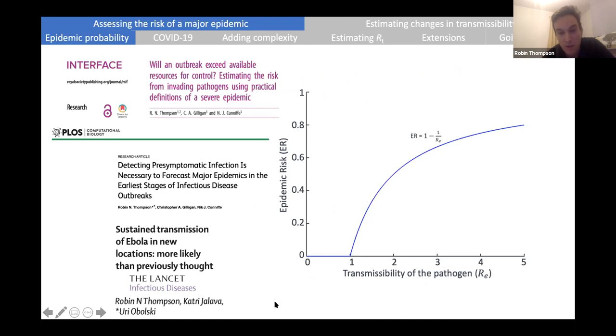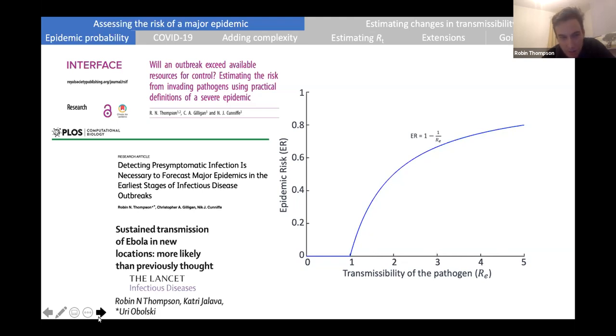This has been the basis of a few different papers that I've written, extensions to that basic argument. One of them is this paper up here in the top left. This was published yesterday in the Journal of the Royal Society Interface. And broadly, the overall pattern that you would expect is that the epidemic risk as a function of the transmissibility of your pathogen looks a bit like this. If you have a very transmissible pathogen, then the epidemic risk is very high. If you have a pathogen that's not very transmissible, then the epidemic risk is, of course, much lower.